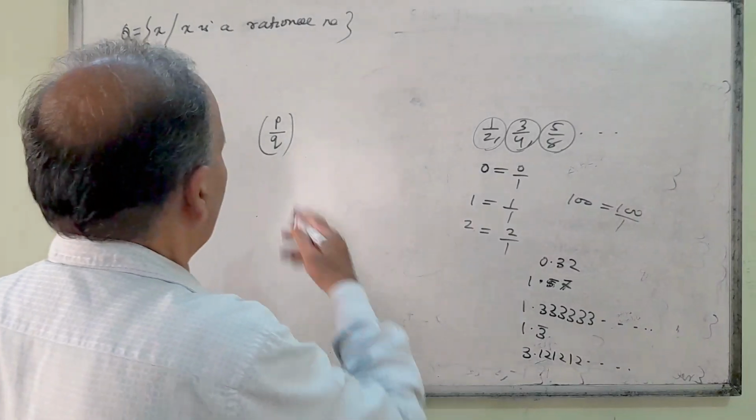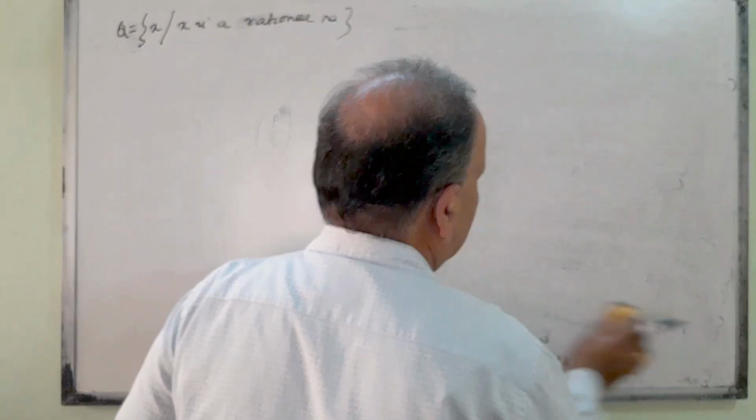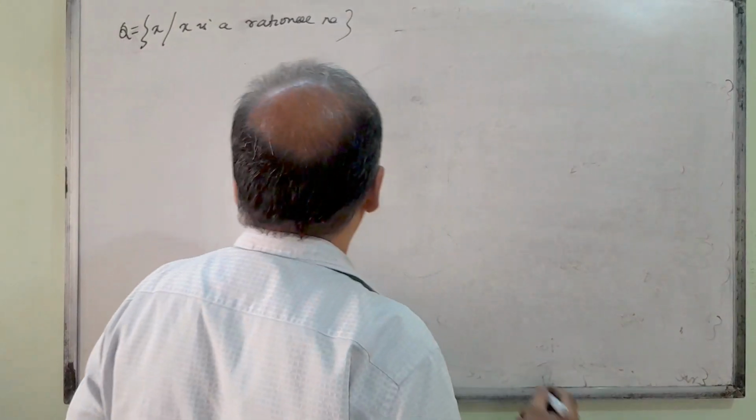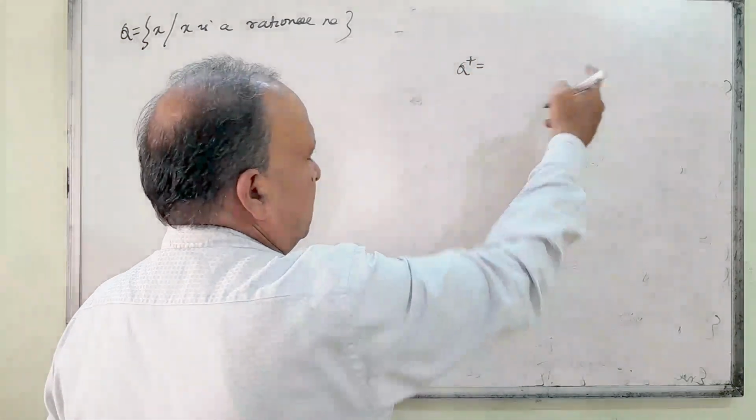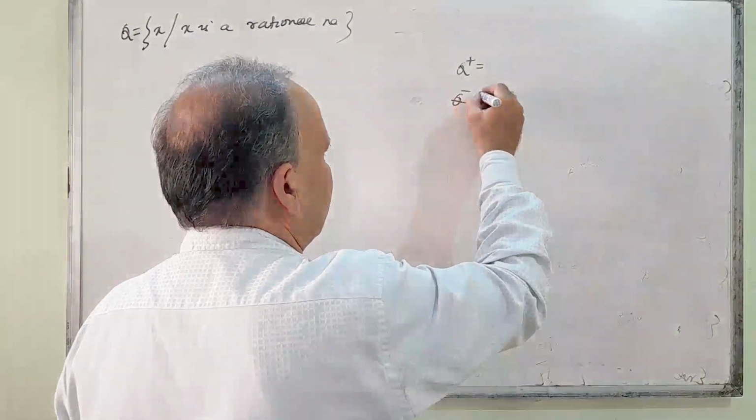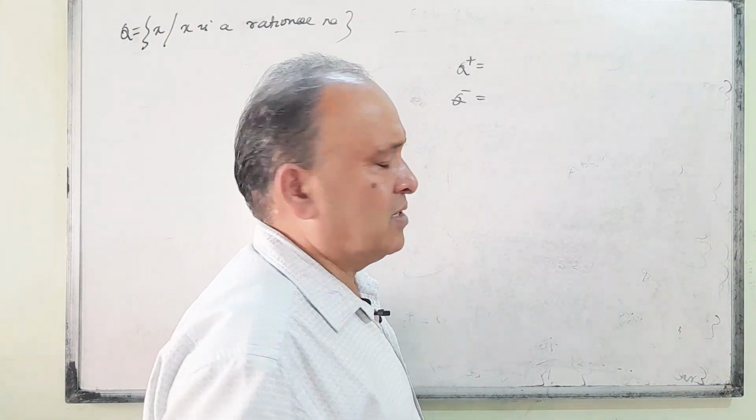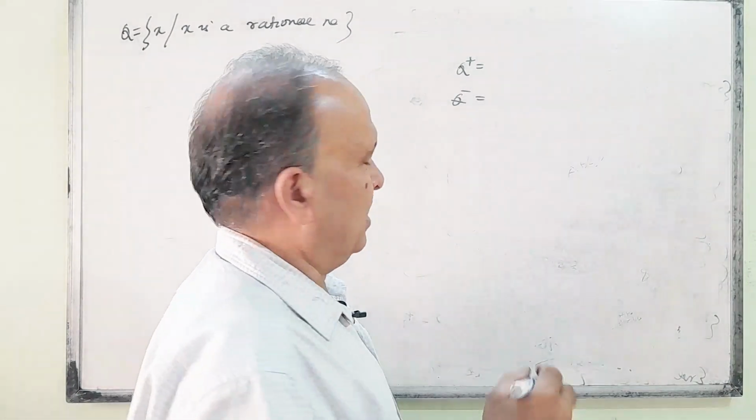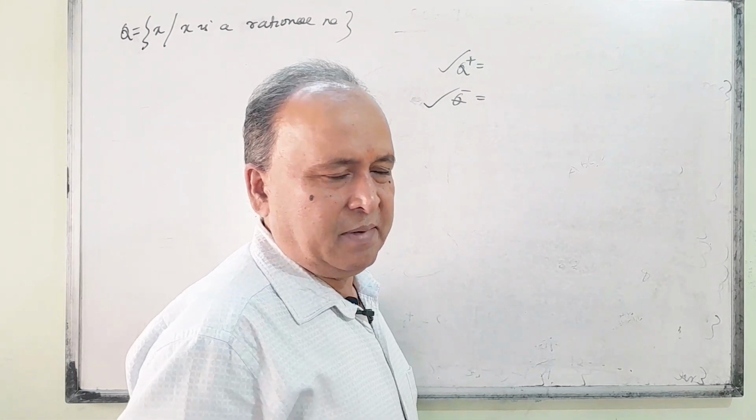All these rational numbers are infinite. We cannot count the number of rational numbers. Similarly, Q plus, all positive rational numbers, and Q minus, all negative rational numbers, are all infinite sets. Rational numbers are of 2 types, positive rational numbers and negative rational numbers.